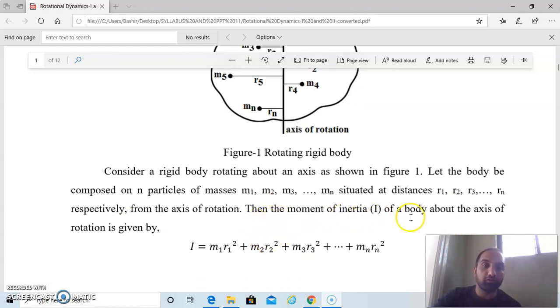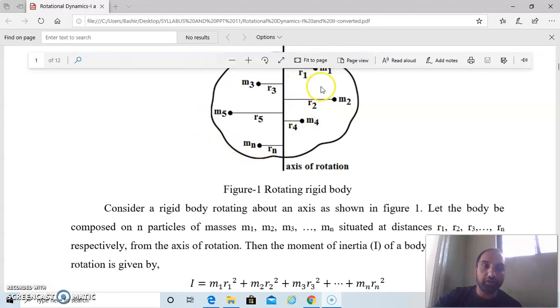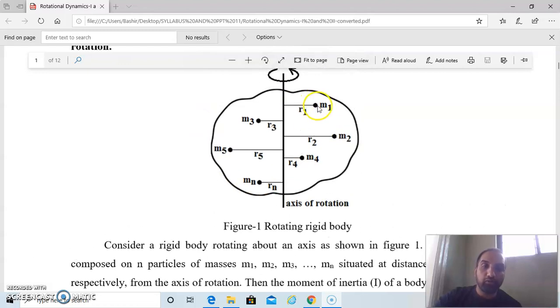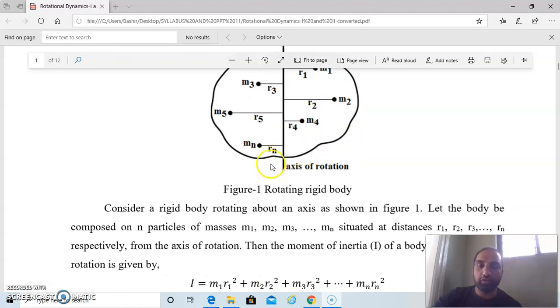Then the moment of inertia of that body: initially, we have to find the moment of inertia of the first particle. The moment of inertia of the first particle about the axis of rotation is the product of its mass and the square of the distance from the axis of rotation, so this is m1 r1 square. Similarly, the moment of inertia of the second particle for the same axis of rotation is m2 r2 square. In this way, we can calculate.